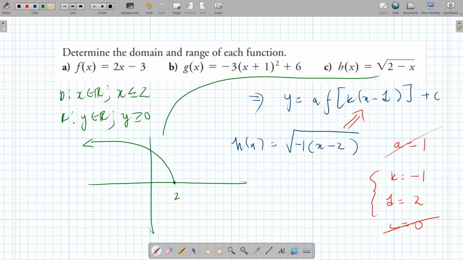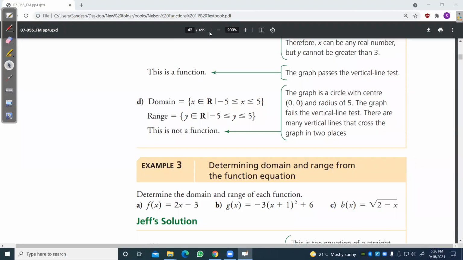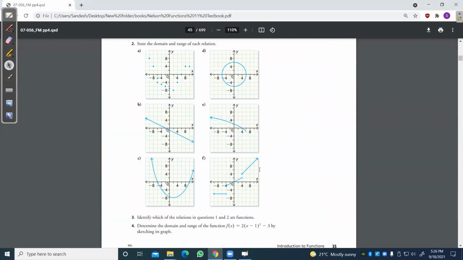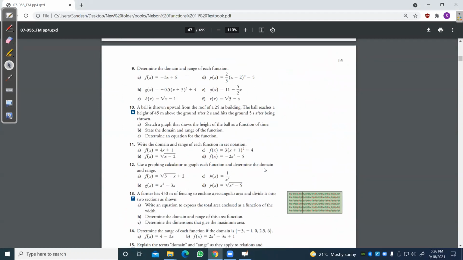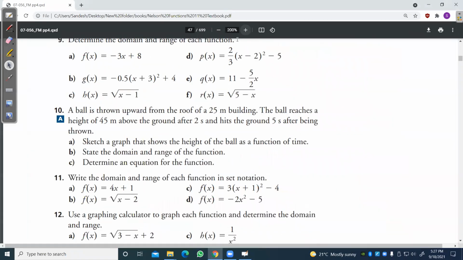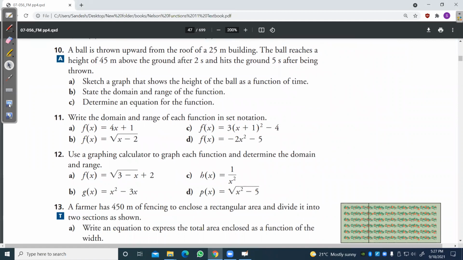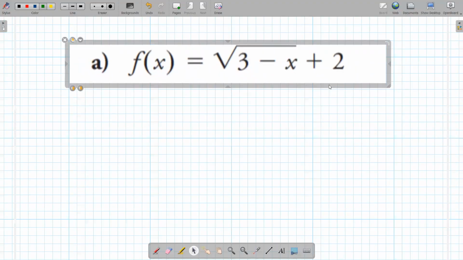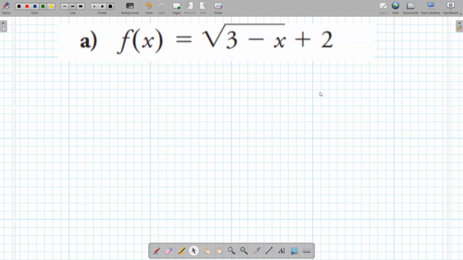Okay. Once you understand transformations, domain and range and everything is going to be pretty straightforward. Let's try another one. We're going to find the domain and range of this function.